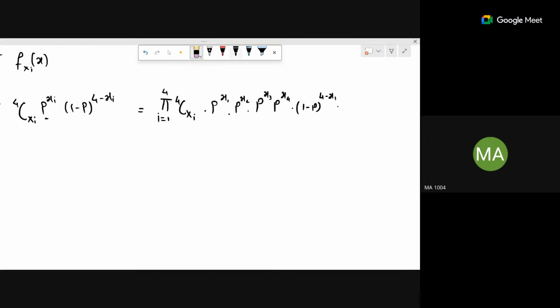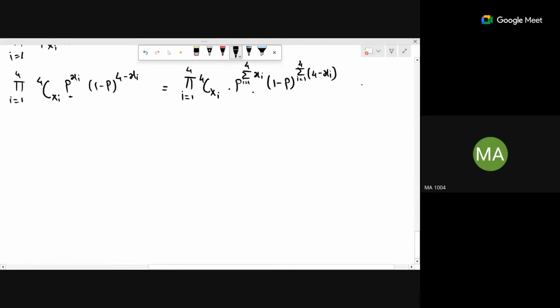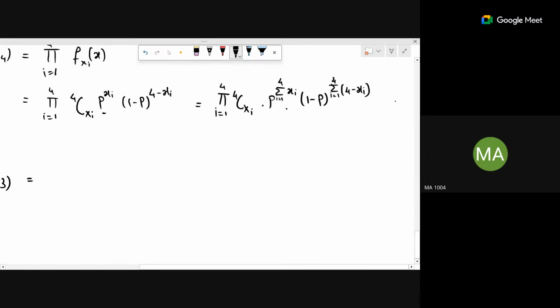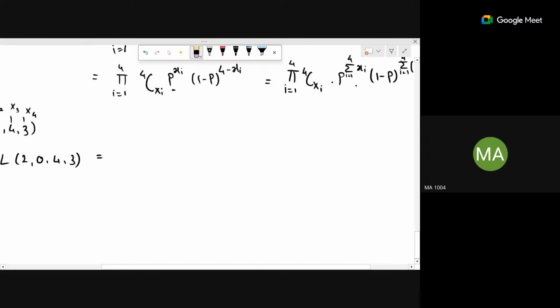So we can do one thing here. Can I write it as p raised to the power summation of xi, and 1 minus p raised to the power summation of 4 minus xi, with i from 1 to 4? Is it fine? Then just take log on both sides. So what will we get?